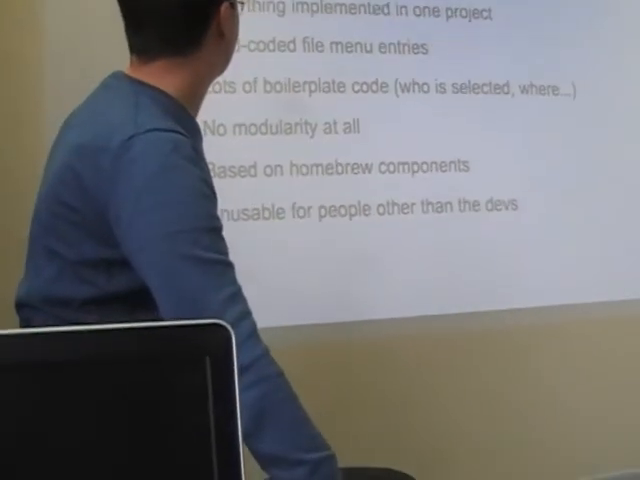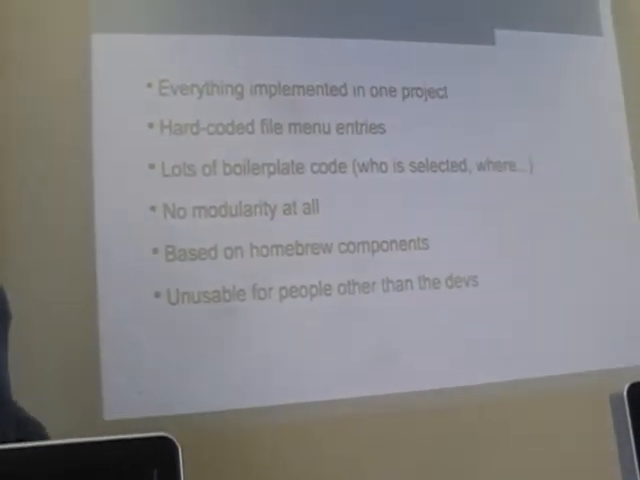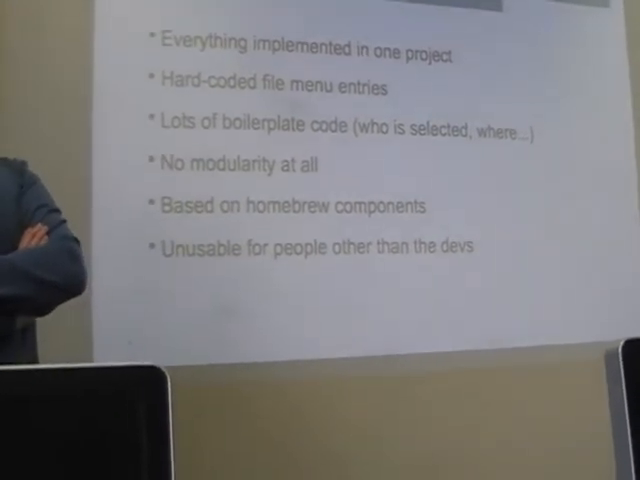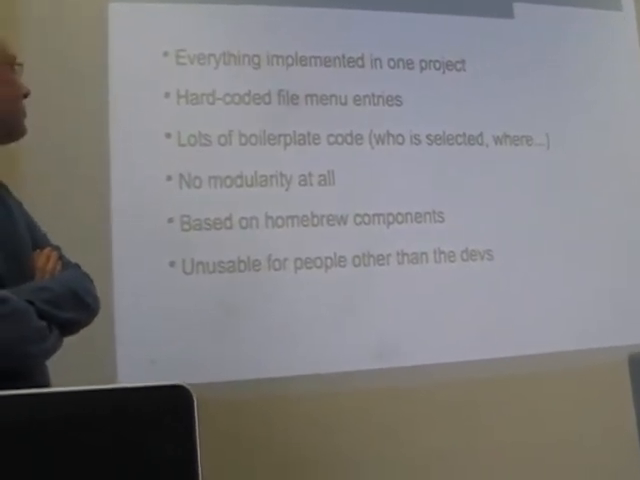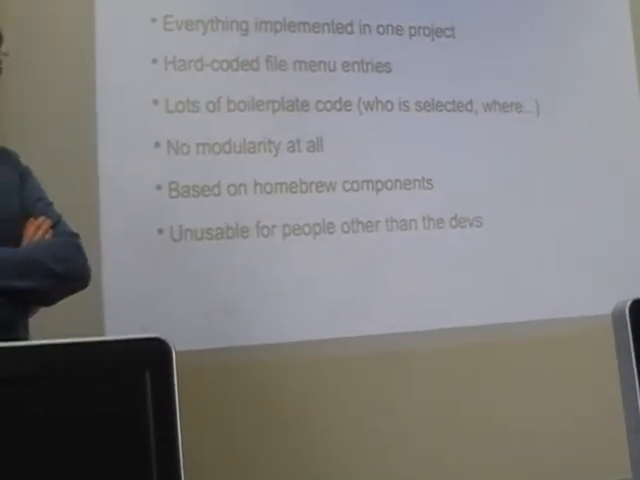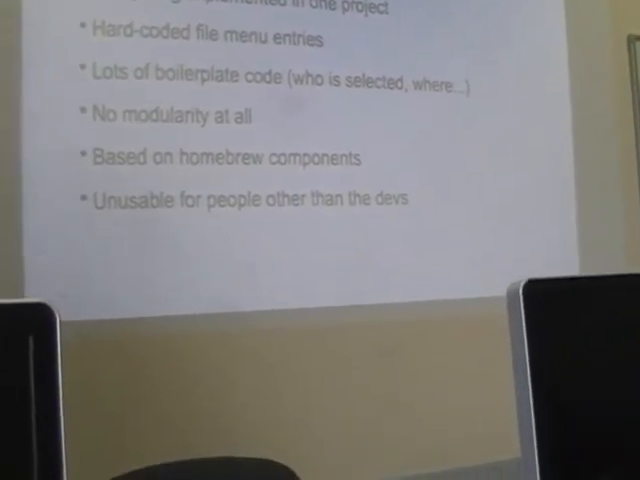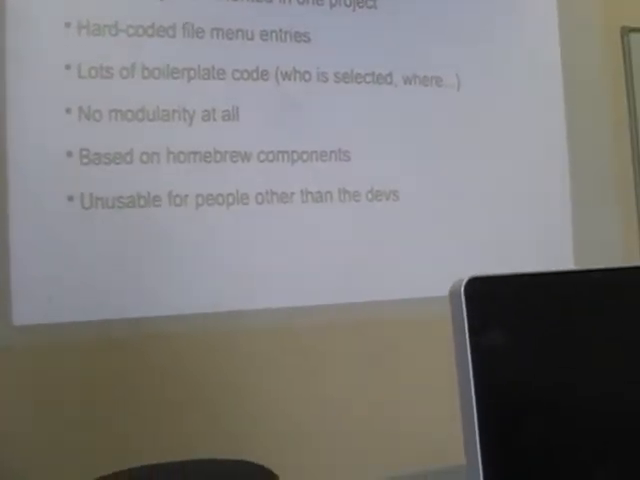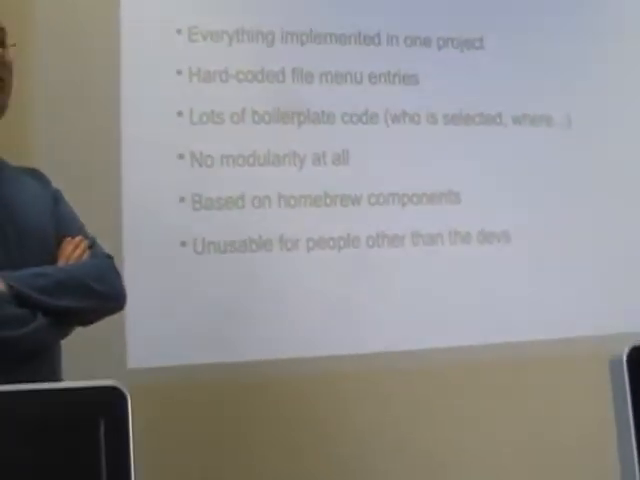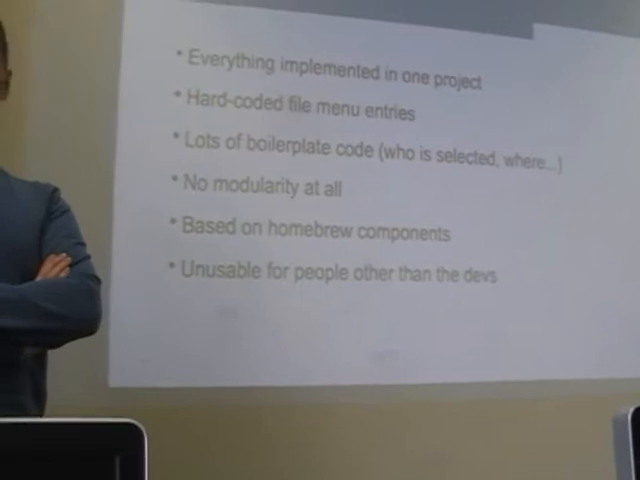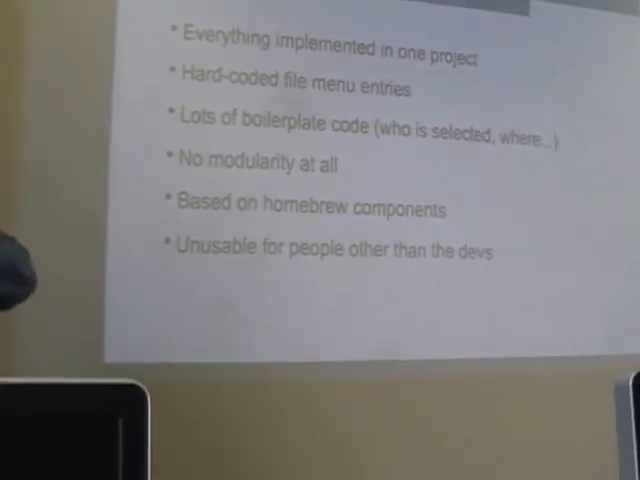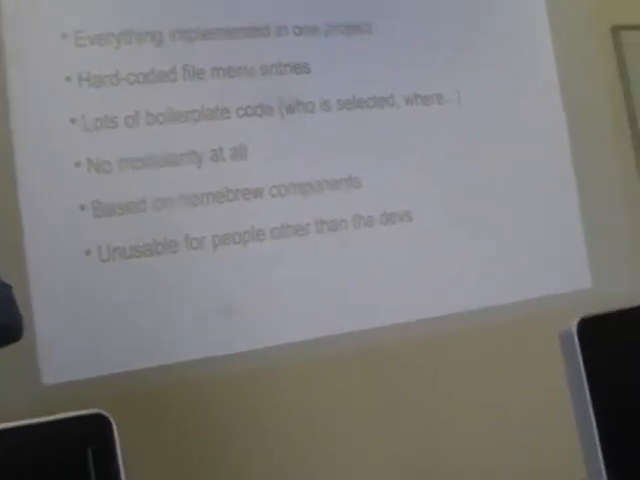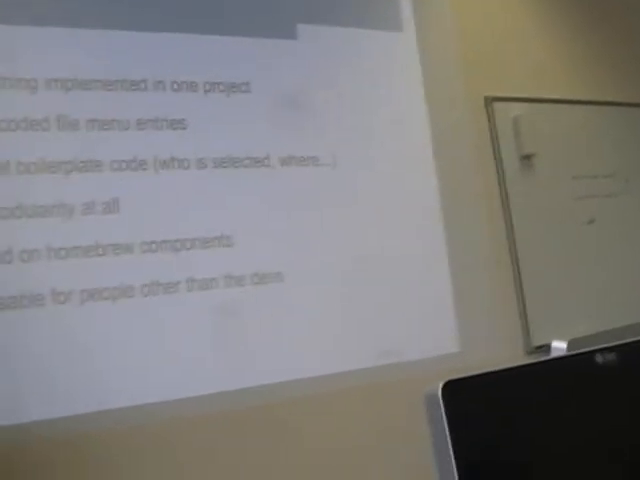But in the early days, I implemented everything the old way in Swing, using a monolithic project setup. File menu entries were hard-coded in the code, and I had lots of boilerplate code for tracking what was selected and doing actions on it. There was no real modularity at all, so the first viewer application was more like a hack of a few days, based on homebrew components, and it was mainly unusable for other people than the developers of the program themselves.